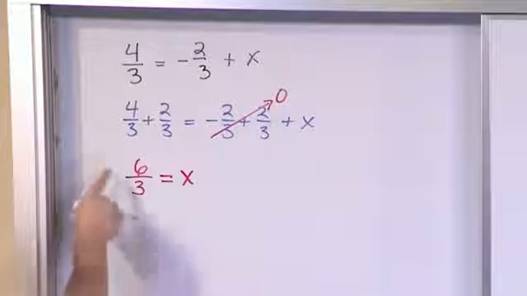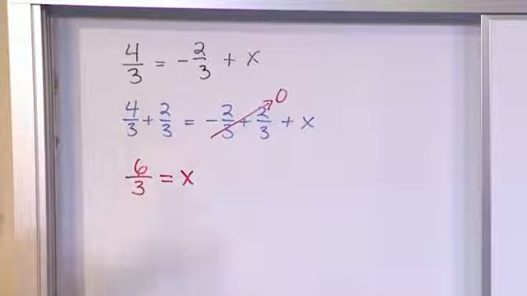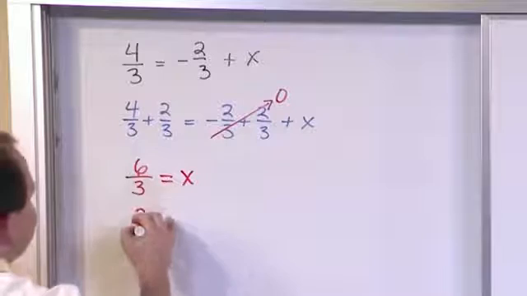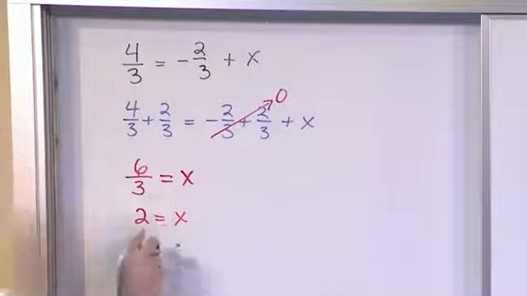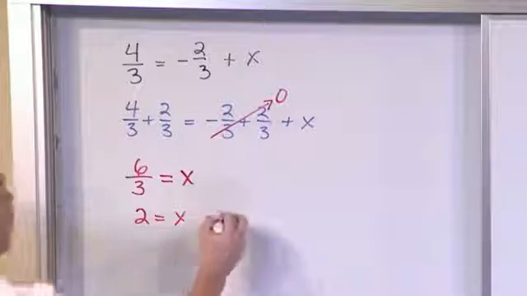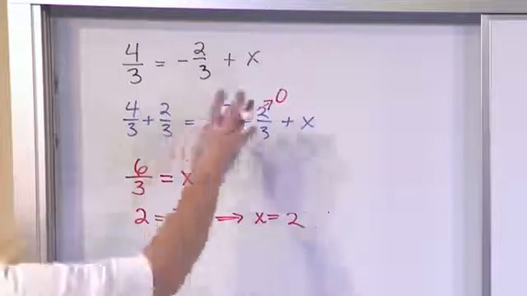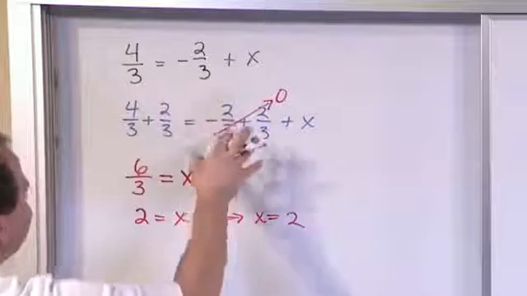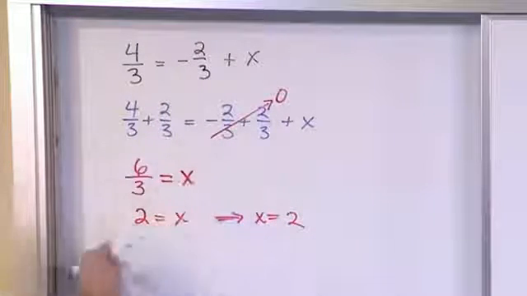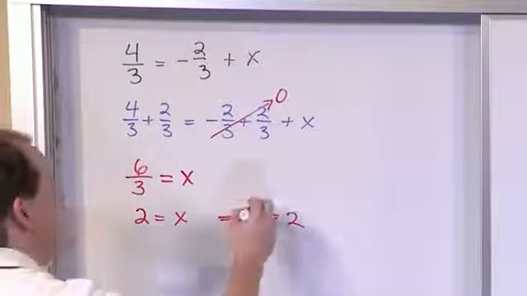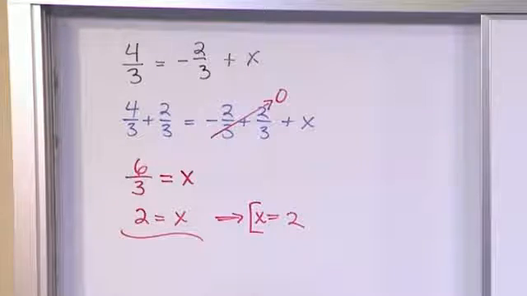Now, let me ask you this. 6/3 is really 6 divided by 3, so what is that? That's 2. So 2 is equal to x. It doesn't matter that it's 2 is equal to x. It's exactly the same thing as x is equal to 2. You've learned that it doesn't matter if x is on the left or the right-hand side. You still just try to get it by itself, and then you have the answer. So x is equal to 2. That is the answer to this problem.